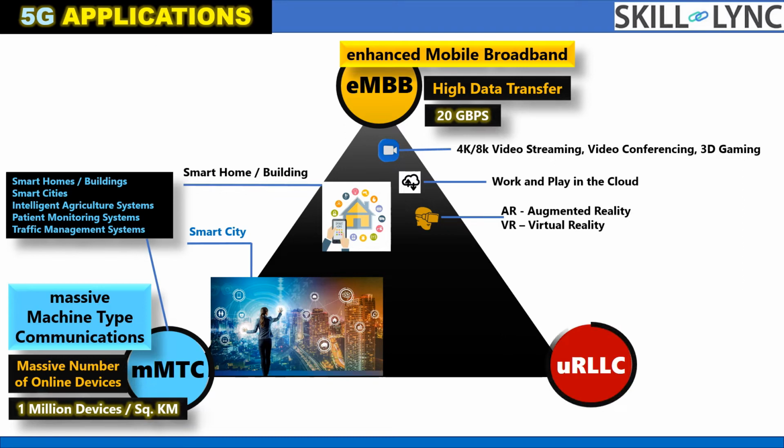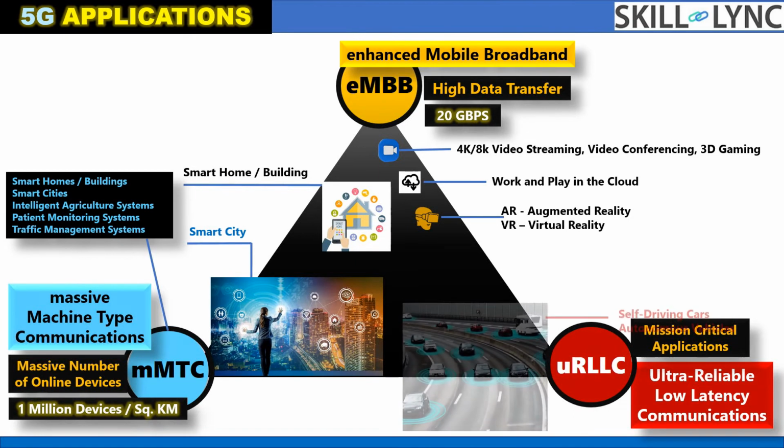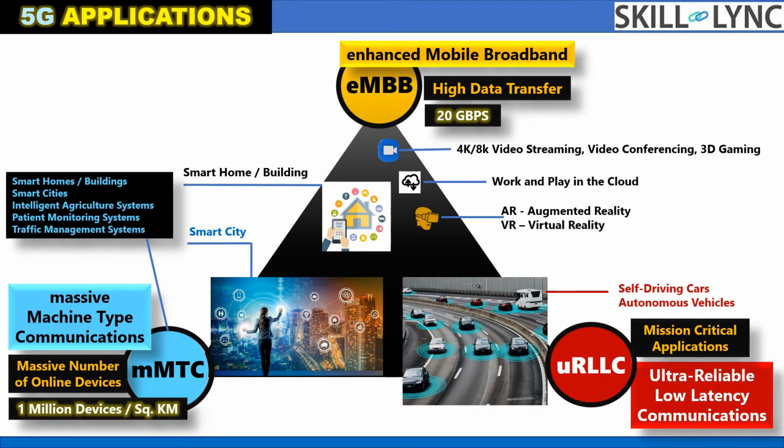Third, URLLC, Ultra Reliable Low Latency Communications. URLLC deals with mission critical applications that require real-time control of the devices with extremely low latency of approximately 1 millisecond for data transmission and also high network reliability, more than 99.9999%. A great example of a URLLC type application would be autonomous or self-driving cars or driverless cars.